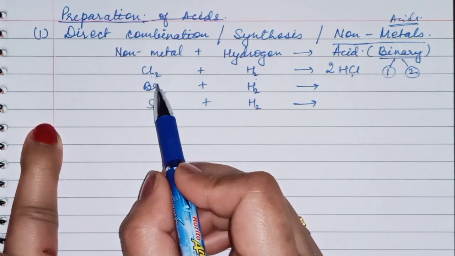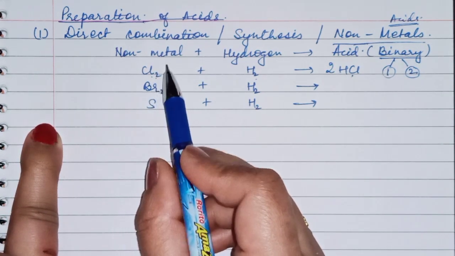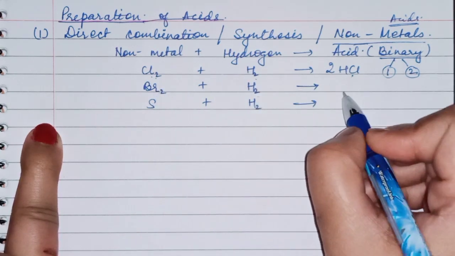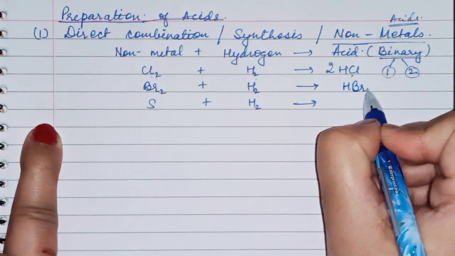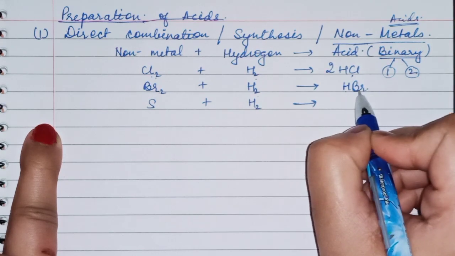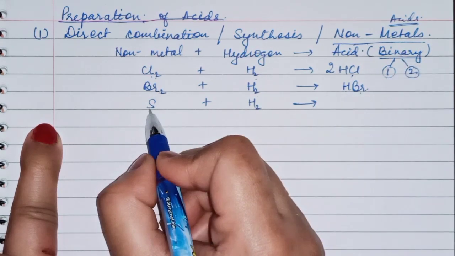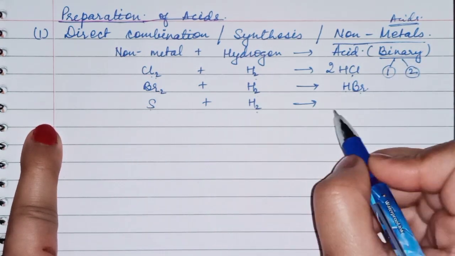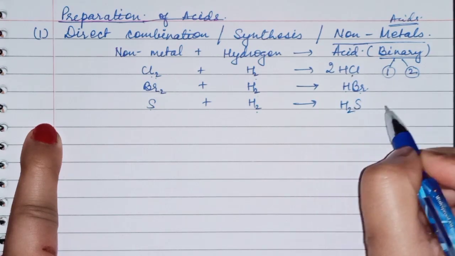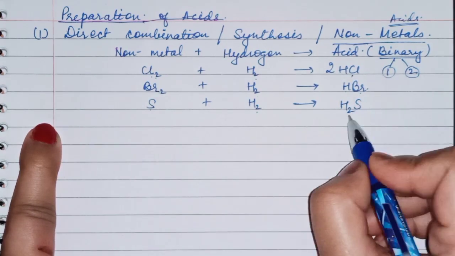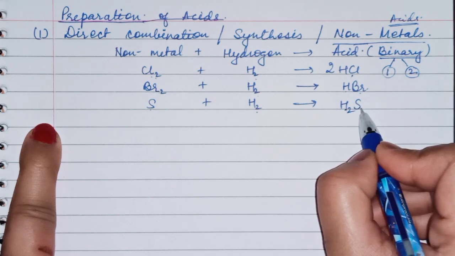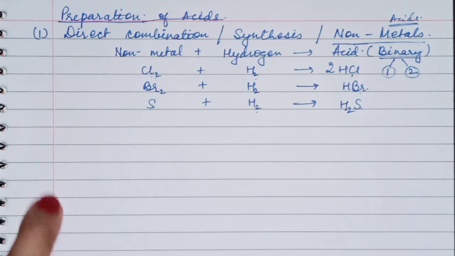Okay, next example is Br2. Bromine is also non-metal. With hydrogen it will give HBr. Again hydrogen and bromine, two elements are there, so it is binary. Sulfur and hydrogen will give H2S, hydrogen sulfide. Here also two elements are there, hydrogen and sulfur, that's why it is binary.